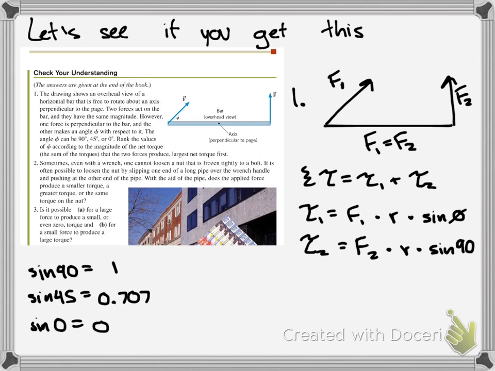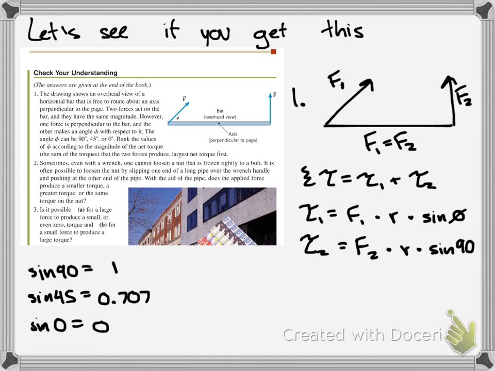Okay, so now just plug those numbers into the torque equation, and let's start off by using sine 90. If you multiply anything by 1, it's unchanged. It's not getting bigger, it's not getting smaller. So sine 90 usually gives a pretty big torque. And then if you plug in sine 45, which is 0.707, anything multiplied by 0.707 is going to be smaller than the original value. So you know sine 45 is going to be smaller than sine 90.